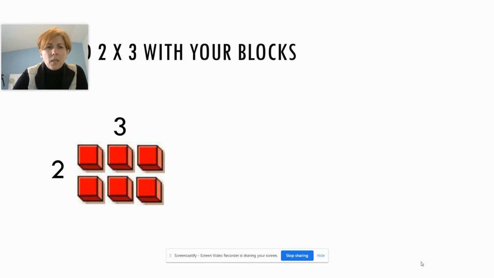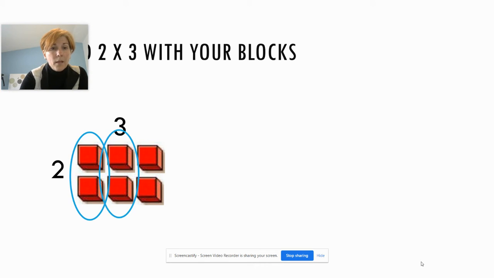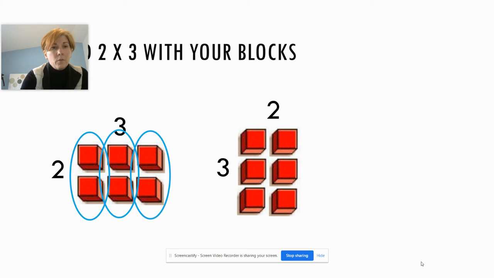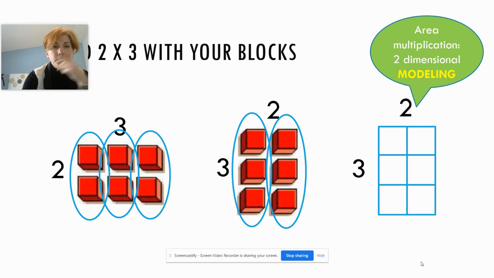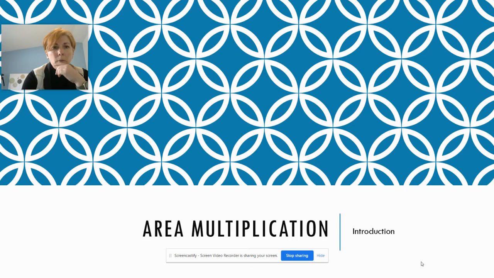If we were using our base 10 blocks, like we did before when looking at arrays, we can see that we have 3 columns of 2. Whereas if we flipped it and turned it the other way, then we'd have 2 columns of 3. It would be the same amount in each image. That's what we're going to take a closer look at today: area based on rows and columns. It is a two-dimensional model.